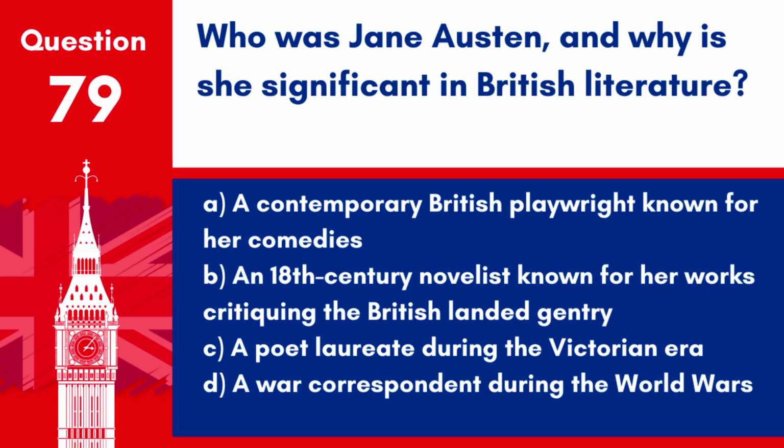Question 79. Who was Jane Austen, and why is she significant in British literature? A. A contemporary British playwright known for her comedies. B. An 18th century novelist known for her works critiquing the British landed gentry. C. A poet laureate during the Victorian era. D. A war correspondent during the World Wars.